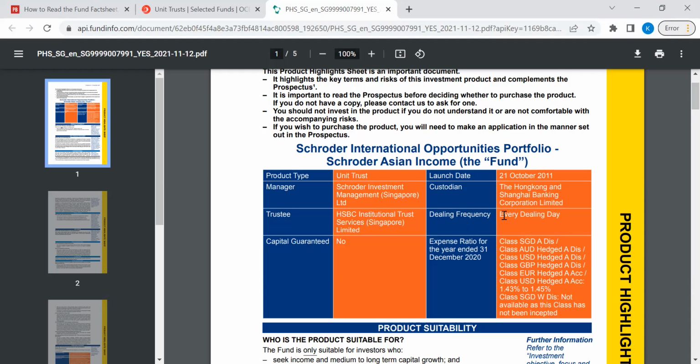Okay, dealing frequency, every dealing day. What does that mean? This actually means that when you want to buy into the fund or cash out of the fund, it's done on a daily basis.